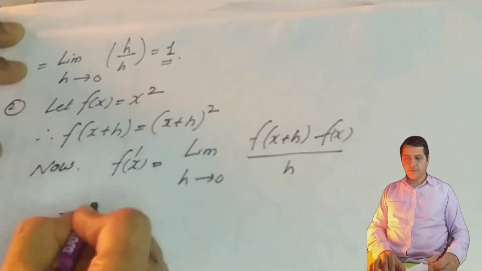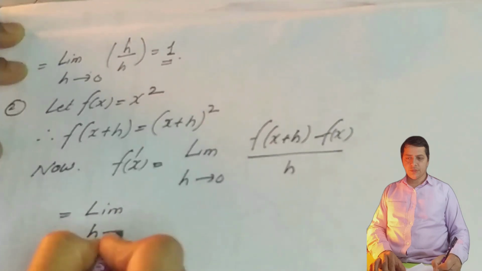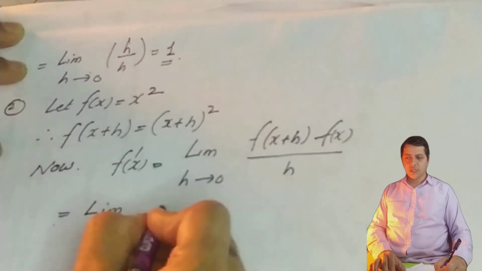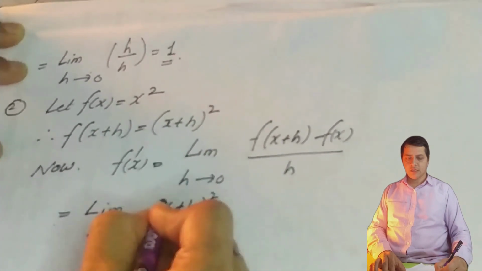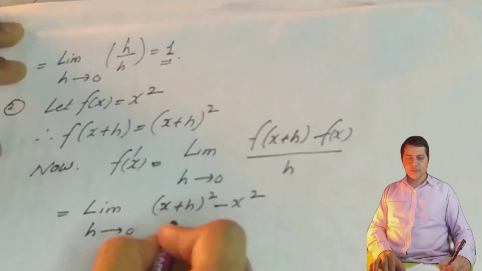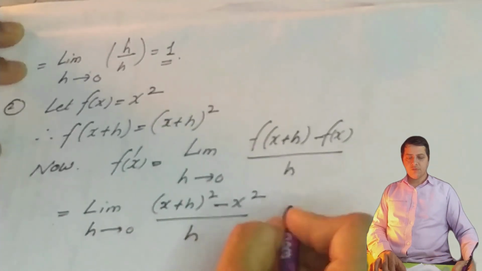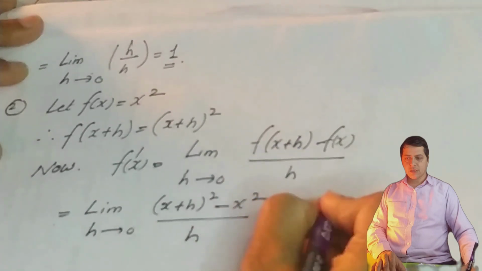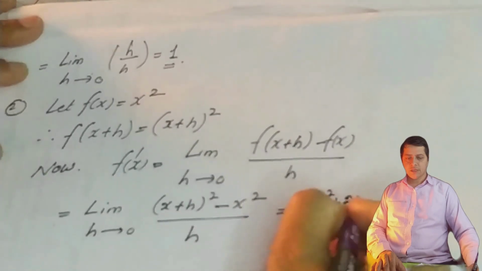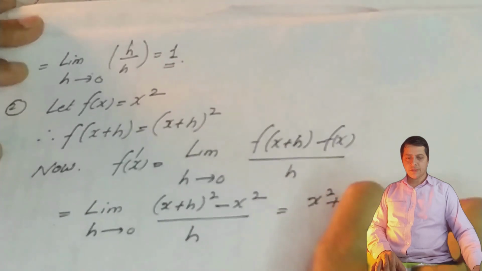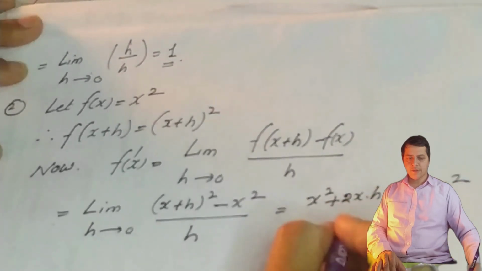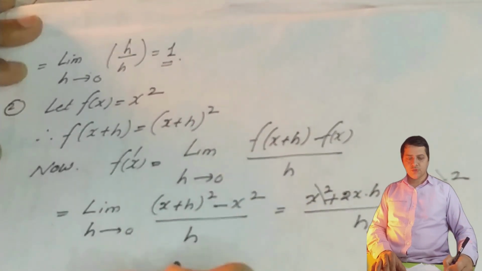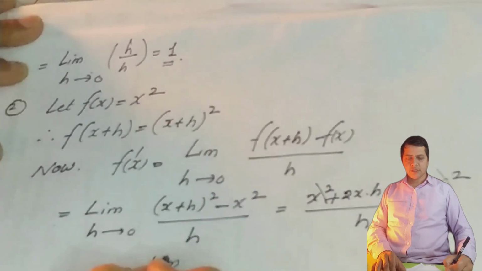Now we go for limit h tends to 0. We replace this with this, so we get (x+h) whole square minus x square by h. Now if we go further with calculations, we get x square plus 2xh plus h square minus x square by h. So this one and this one cut.